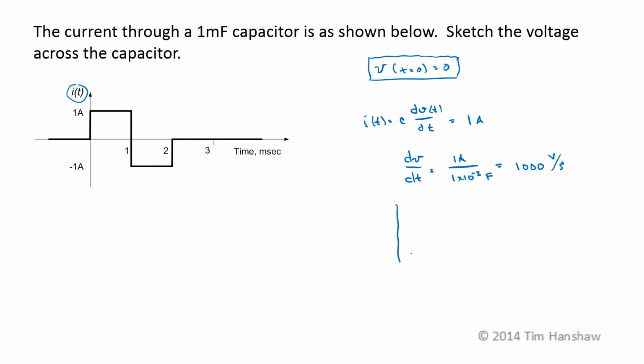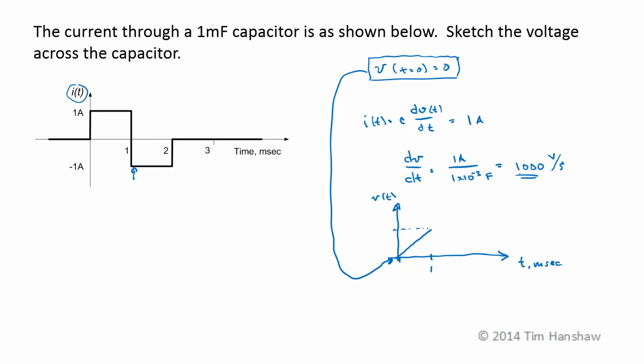So that means that this curve between times 0 and 1 starts out at 0 because of my initial condition here. It'll go up linearly with a constant slope that's 1,000 volts per second. If I plot this in milliseconds, at 1 millisecond I'll be at 1 volt. Now down here I have the same slope, just with the opposite sign. It'll go back down at the same rate until it gets to 2 seconds, and then it'll stay at 0.